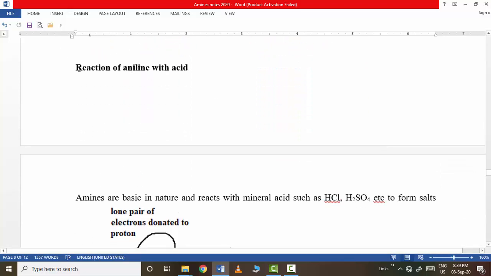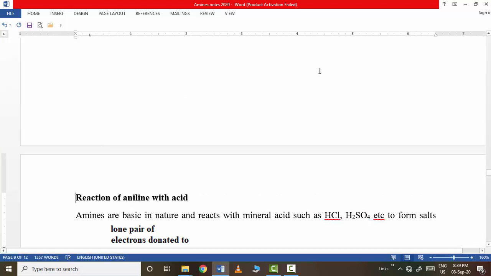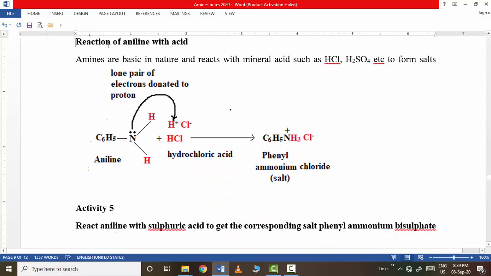Reaction with the acid. So when amines react with the acid, they are going to form the salt. So amines are basic in nature and react with mineral acids such as hydrochloric acid, sulfuric acid to form salt. So remember, when any amines, whether methylamine or ethylamine or the aniline, react with the acid, they form the salt.